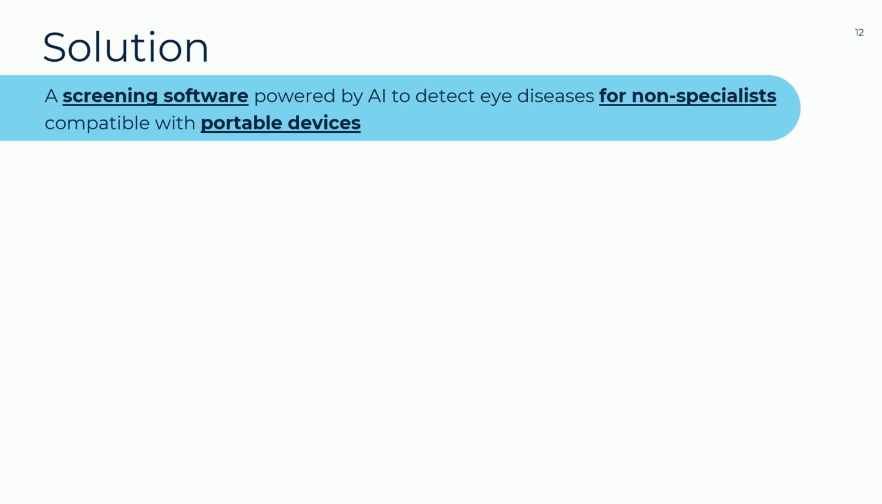So our solution is an autonomous screening software powered by AI that is platform agnostic to detect diseases of the front of the eye for non-specialists. And so far, we've developed a cataract screening tool that has an accuracy of about 94%.